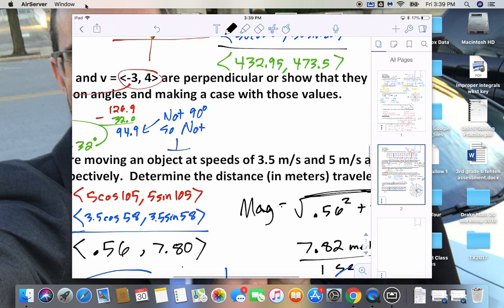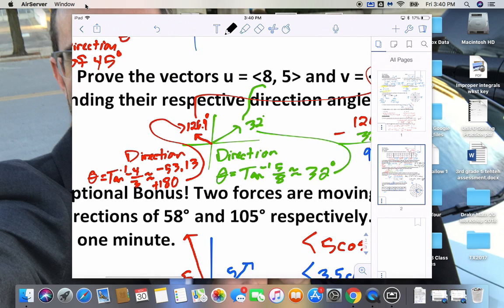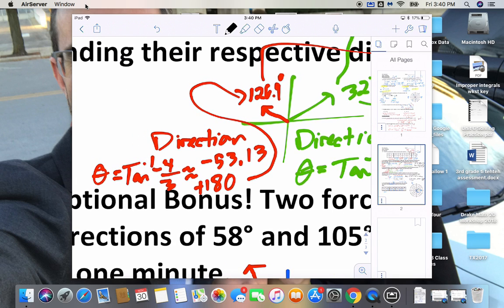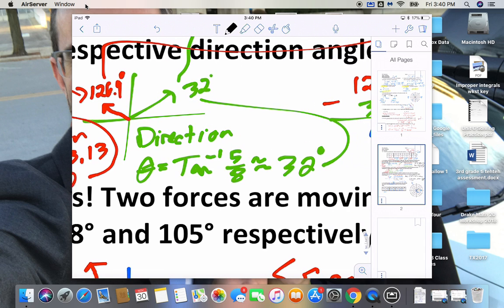Okay, so now if we get on to the next one, are these vectors perpendicular? So I drew the two vectors. If you look here, the green and the blue are the 8, 5 and the negative 4, 3, or negative 3, 4 vectors respectively. I need their direction, so I did inverse tangent of those. Notice the red vector is in the second quadrant, so when I got my inverse tangent value, it was facing the wrong way. So anytime you have vectors in the second or third quadrant, the angle from inverse tangent will be facing the wrong way. So you add 180 to it, it's 126.9. Then the green vector is facing in the first quadrant, inverse tangent is correct.